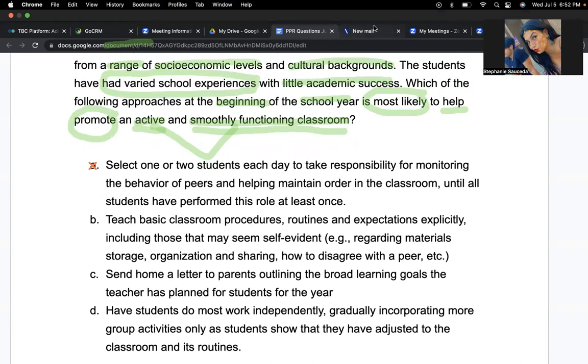We definitely want to give sixth graders the chance to have some responsibility in the classroom for sure, but this is too much.